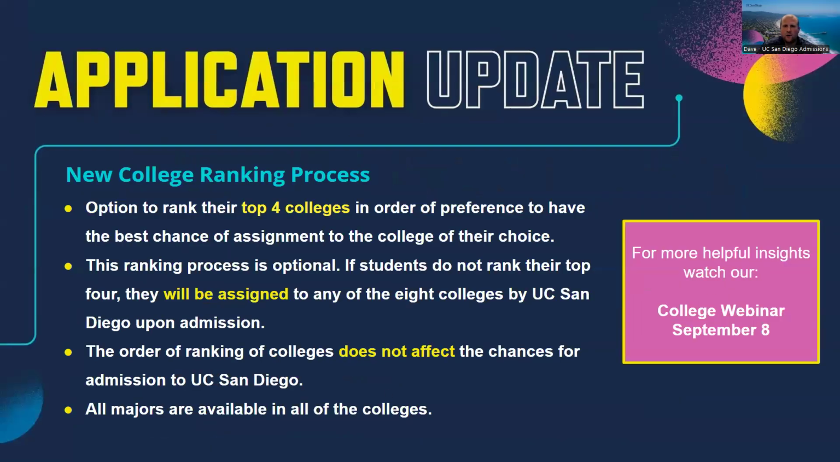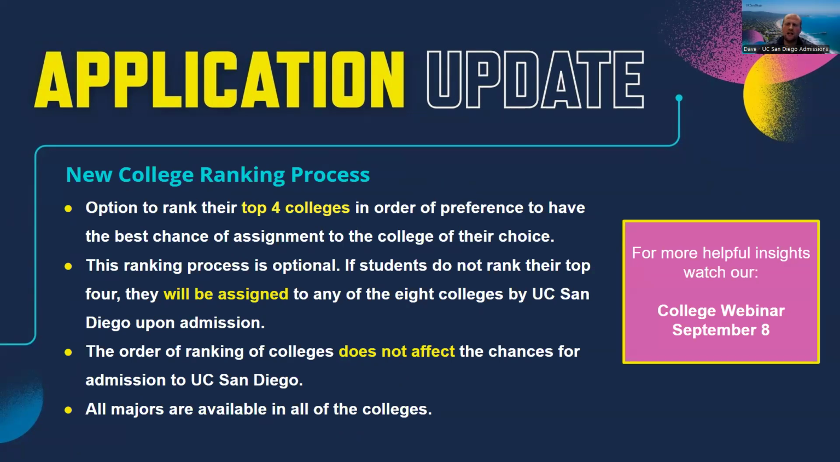All right, and then we want to highlight an important update regarding the college ranking section of your application. Applicants to UC San Diego now have the option to rank their top 4 colleges in order of preference, which can increase the likelihood of being assigned to a college that you prefer. It is an optional process, and if you choose not to rank your top 4, UC San Diego will simply assign you to one of the 8 colleges upon admission.